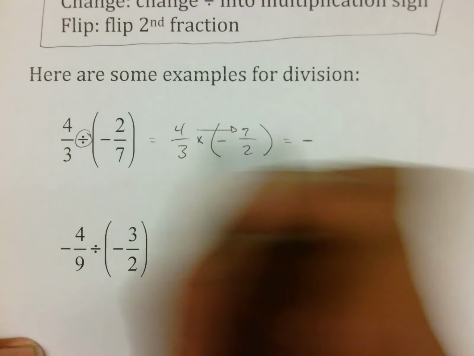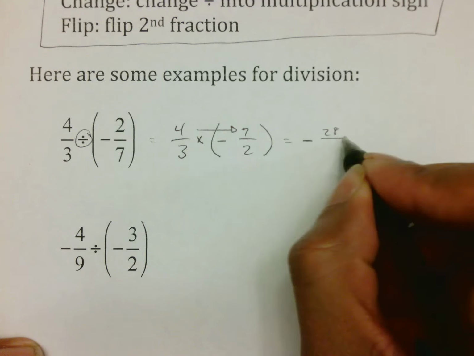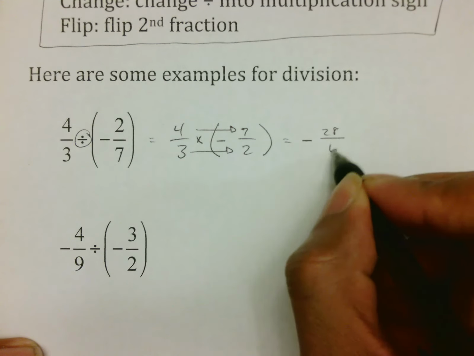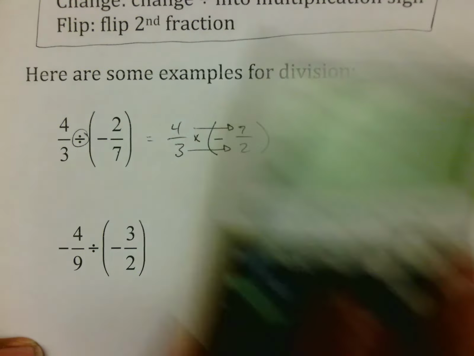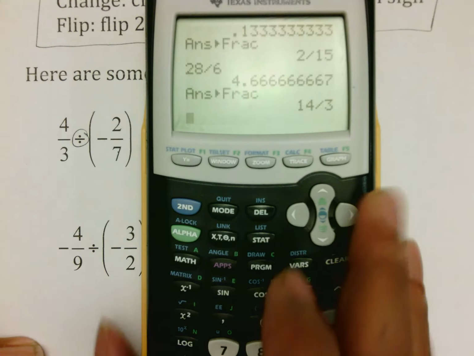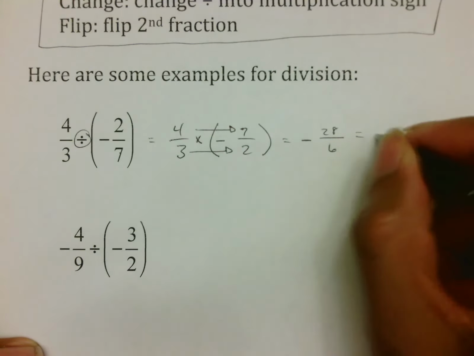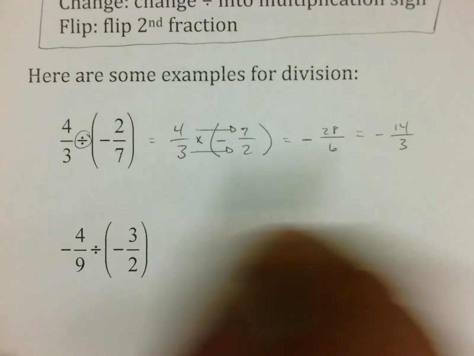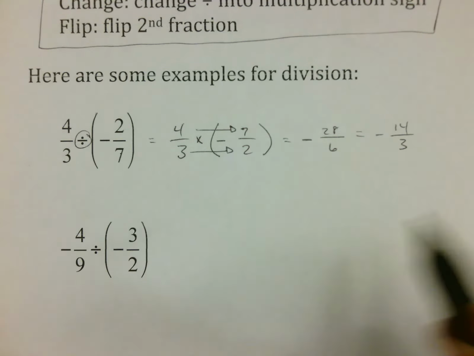Top times top, as we learned, 4 times 7 makes 28. Bottom times bottom, 3 times 2 makes 6. And then 28 over 6, math, enter, enter, reduces it to be negative 14 over 3. Again, this is if you had to do it without a calculator, if you had to do some work on your own to find the answer.